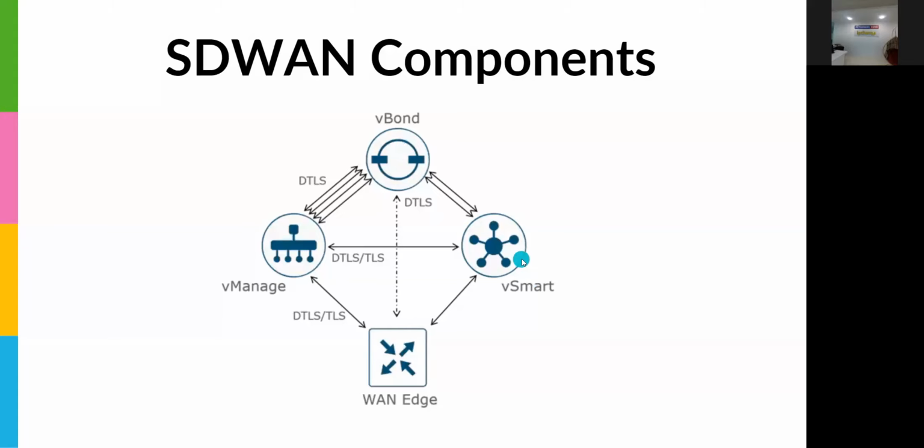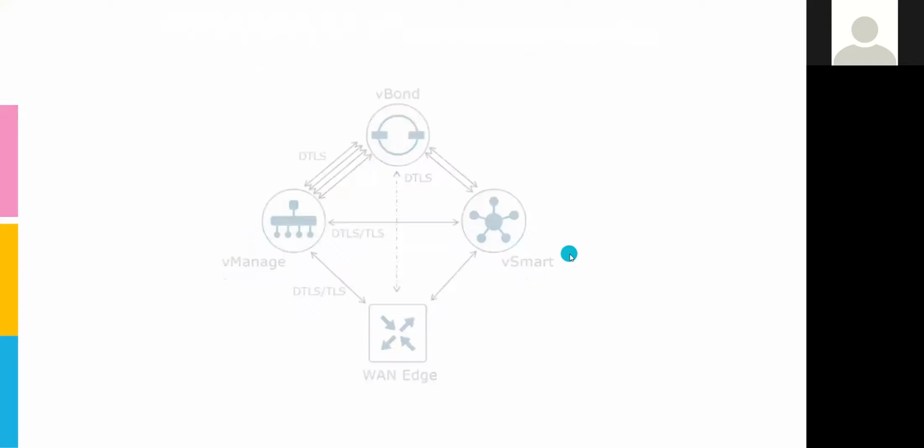The next item is vSmart, where we will create all the policies. If two devices want to talk to each other, they have to pass through vSmart. There is no direct communication from vEdge to vEdge. No vEdges can talk to each other till the time they pass through vSmart. Okay.